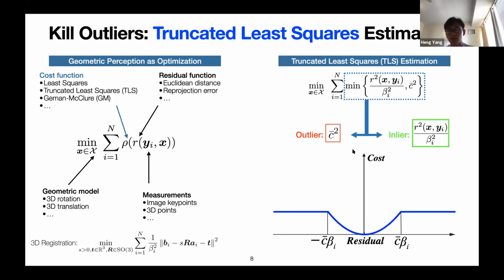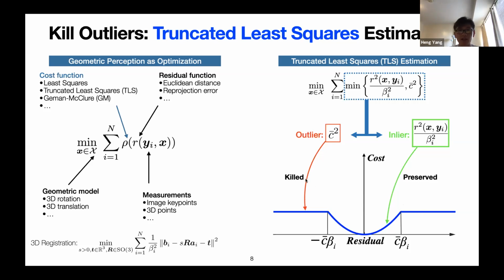Pictorially, the TLS estimation cost function is a truncated least squares. The inliers will be mapped to the least squares part, and the outliers will be mapped to the horizontal constant part. Since inliers are mapped to the quadratic part, they are going to be preserved, and the outliers will be killed. And as TJ showed, this TLS estimation is theoretically hard to deal with, as can be seen from the non-convex shape of this cost function. It is also non-smooth because you have these sharp edges as transitions from the quadratic part to the constant part.